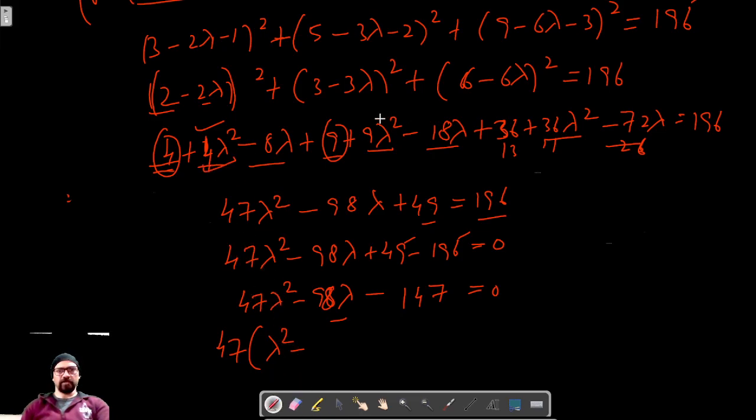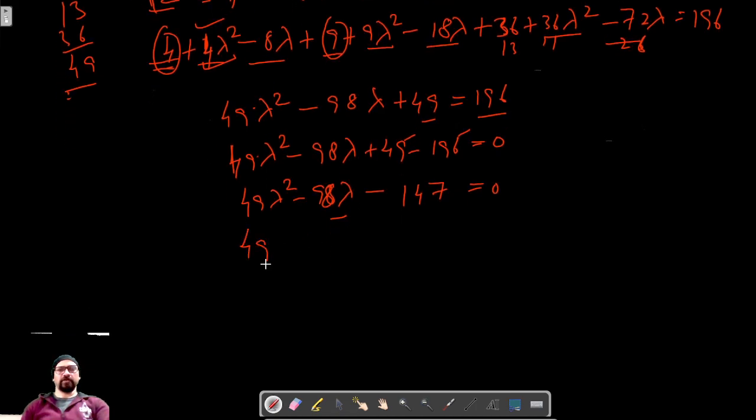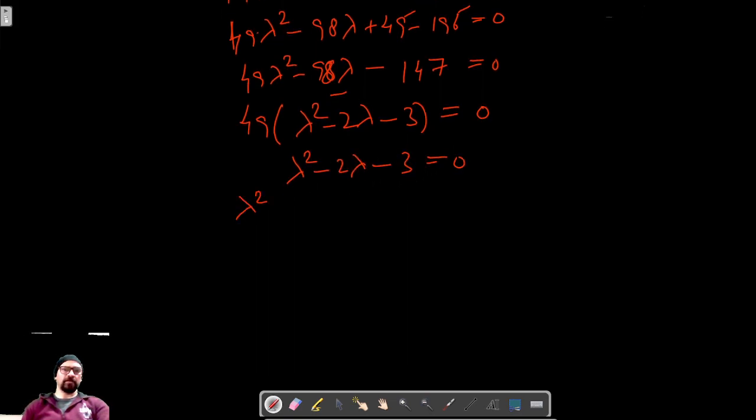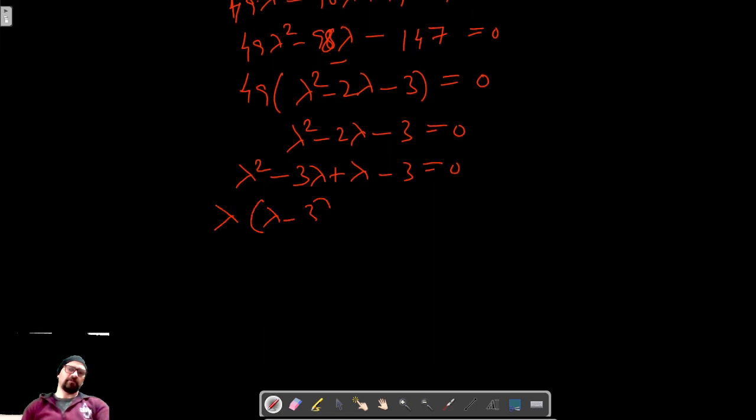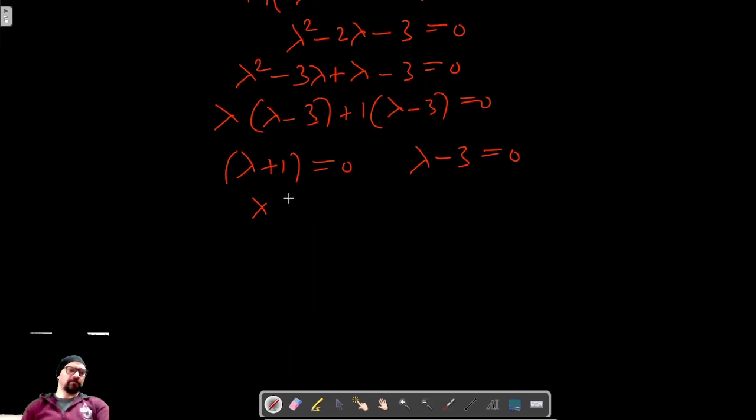Now we have 4λ² plus 9 is 13, and 13 and 36 is 49λ². So this is actually 49λ². Okay, now if we take 49 common, this is λ² and 49 twos are 98, and 49 threes are 147. So this is λ² − 2λ − 3 is equal to 0, and this is a quadratic equation, so it's (λ + 1)(λ − 3) is equal to 0, which gives λ into (λ − 3) plus 1 into (λ − 3) is equal to 0. So either λ + 1 is 0 or λ − 3 is 0. So either λ is equal to −1 or λ is equal to 3.